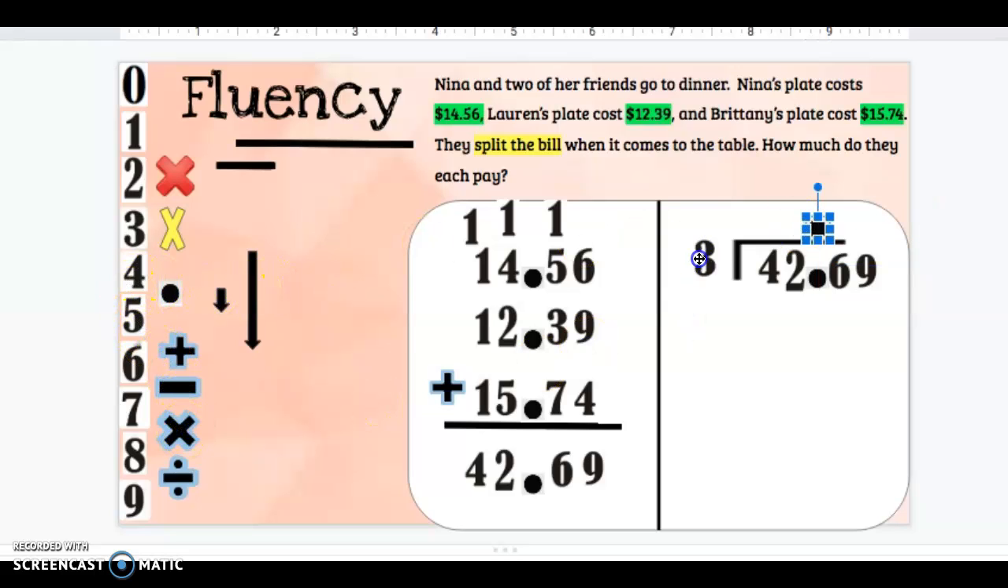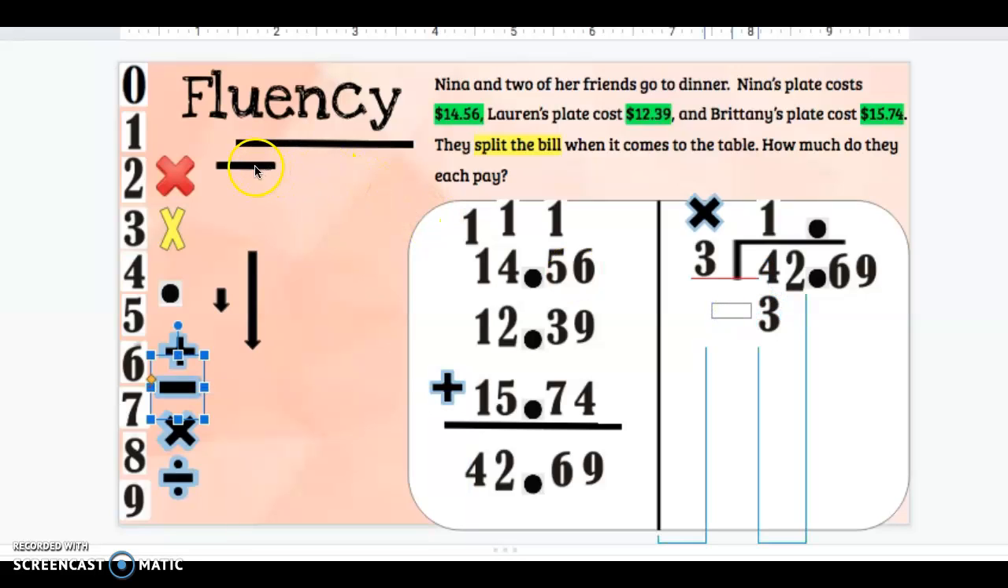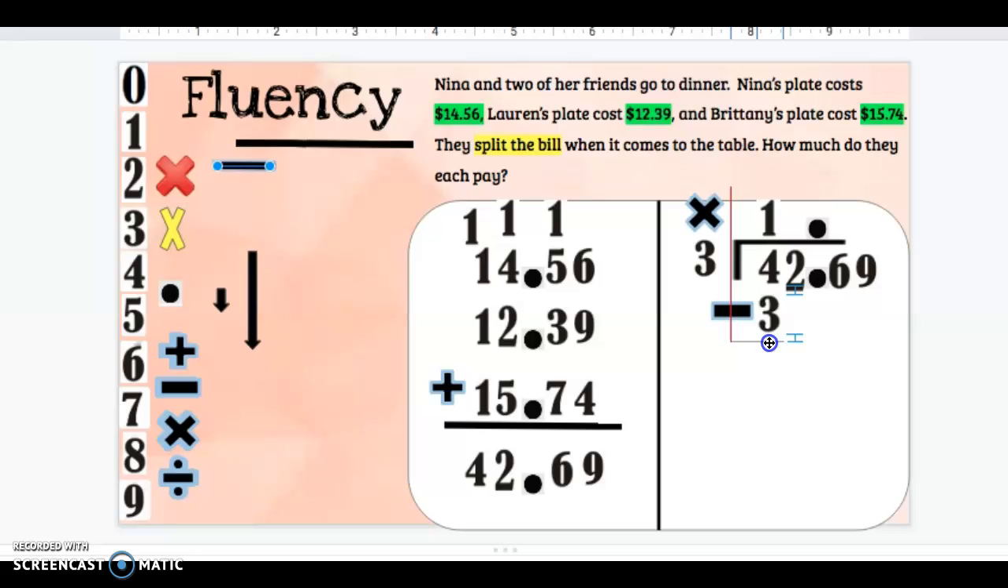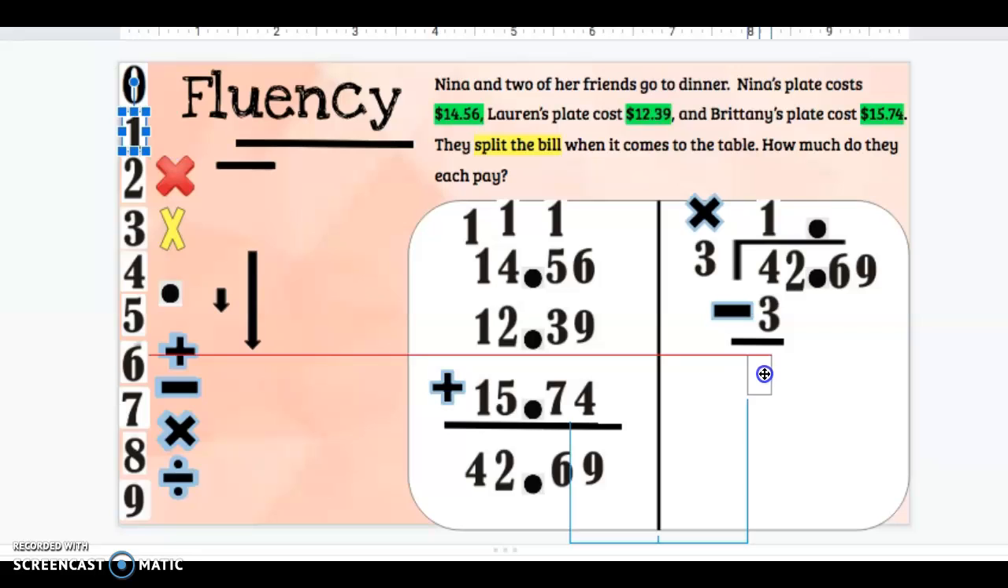Now we have to ask ourselves, 3 times what is going to get me close to 4? And that's 1. Because you should have already listed your multiples of 3 out on a piece of paper. So then I put 3 down. I subtract it. And then 4 minus 3 is 1. Bring down the 2.